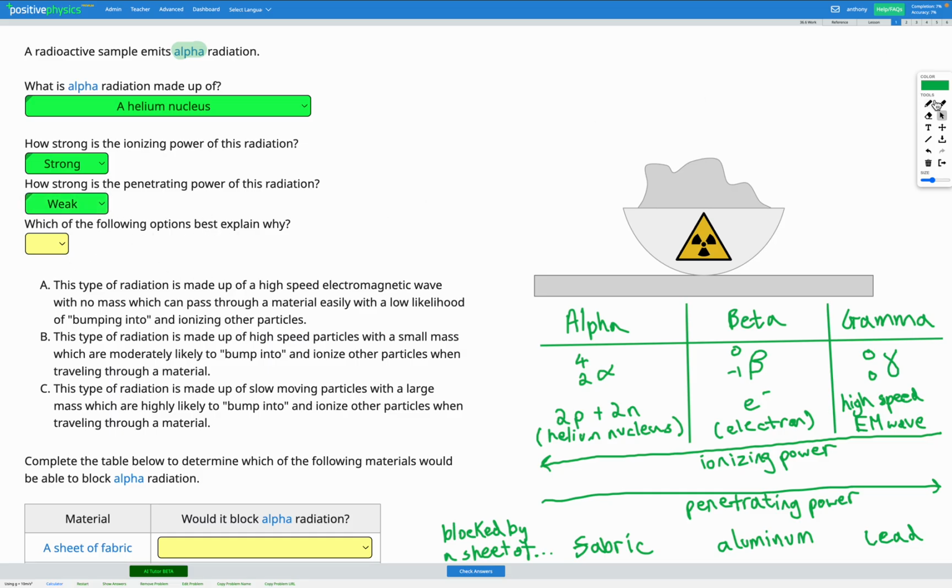Which of the following best explains why? We know that we have large mass particles that are going to be slow moving. So here in answer C, it says we have particles with a large mass that are slow moving. They're highly likely to bump into and ionize other particles when traveling through a material. And that explains why they're not very penetrating, because they're going to hit into particles very soon into the material, but they are strongly ionizing because they're very likely to knock off an electron and ionize a particle when they come into contact. So we're going to say C for this one.